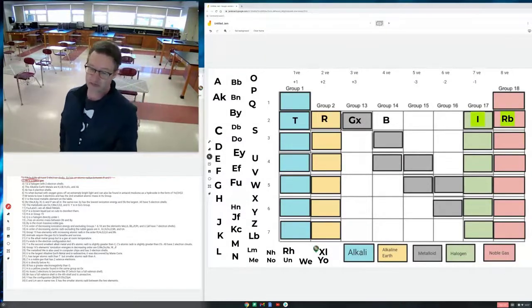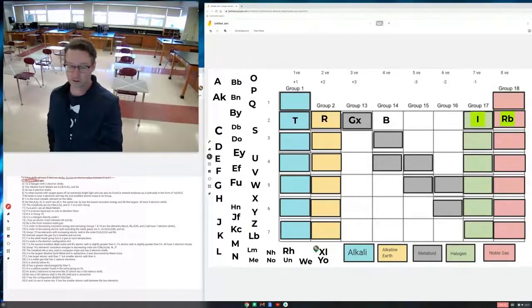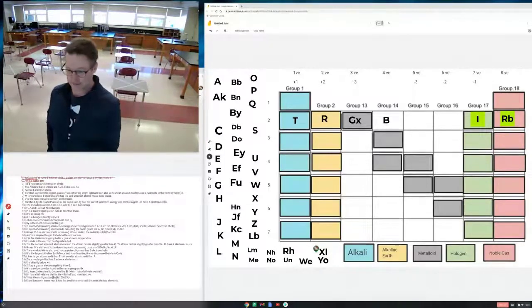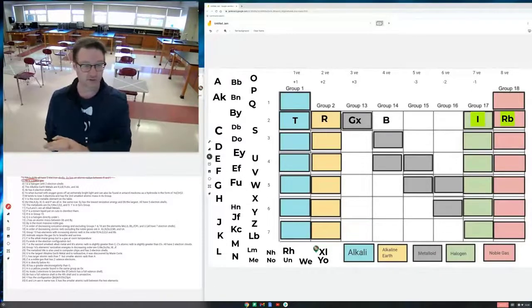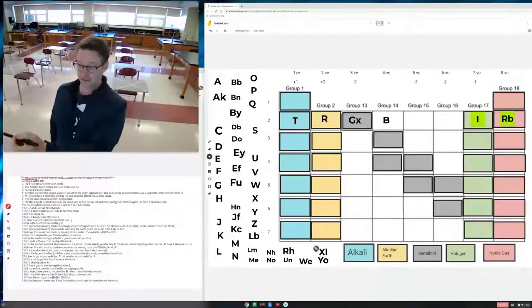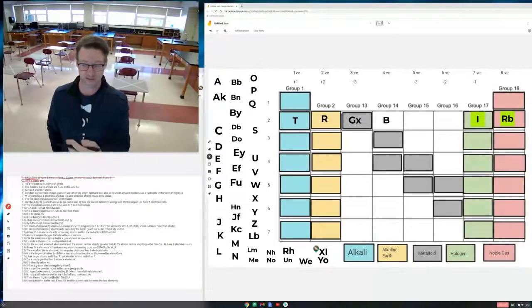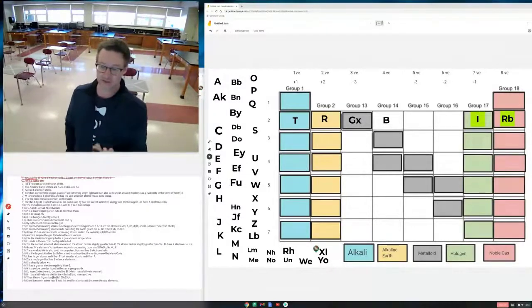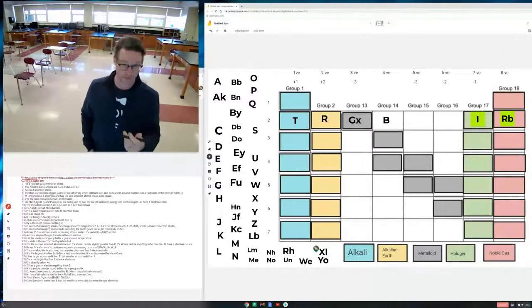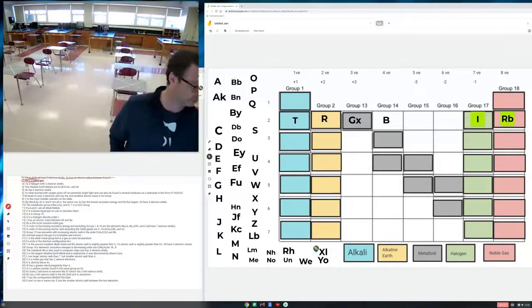So now I have, from the earlier one, R, GX, and I. So GX has to be somewhere between R and I, but we don't know exactly where yet. But I know it can't be in group 18 because it has to be between I and R. So that means GX and R are going to be to the left of I somewhere. We'll have to figure that out as we go down the list here.